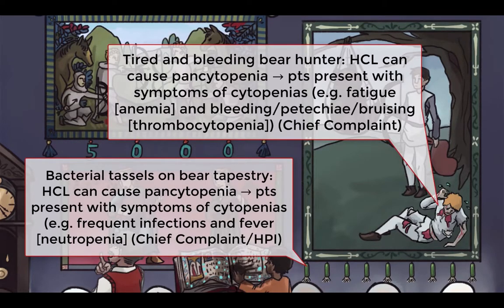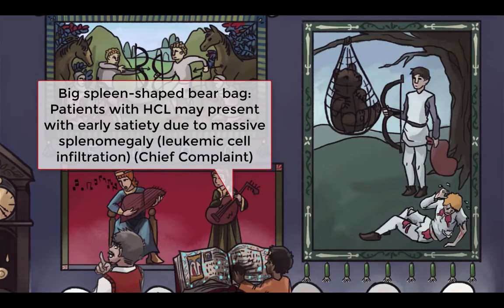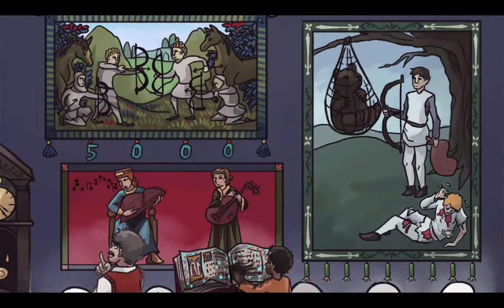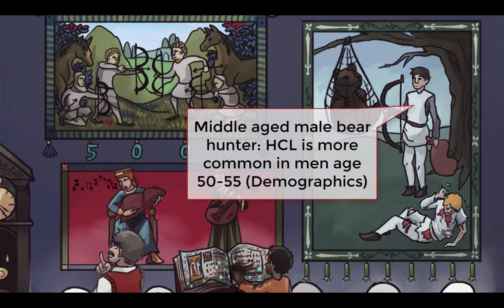Patients typically present with signs and symptoms related to these cytopenias, including fatigue from anemia, easy bleeding and bruising from thrombocytopenia, and frequent infections due to neutropenia. Many patients will present with early satiety due to massive splenomegaly that occurs as leukemic cells infiltrate the spleen. Constitutional symptoms such as weakness and weight loss are also common. Hairy cell leukemia is typically diagnosed in men. The median age of onset is around 50 to 55.